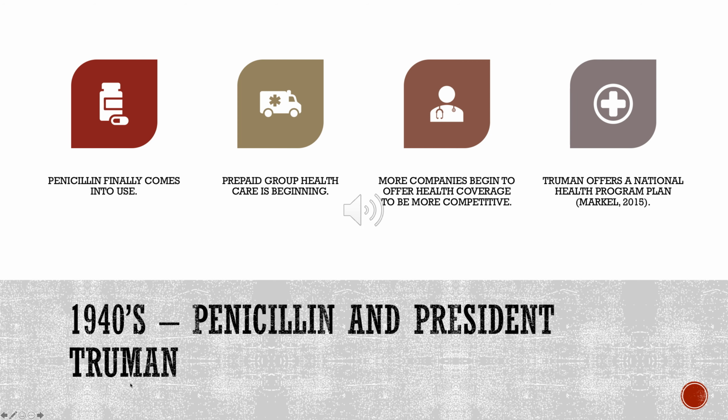So now we are in the 1940s. President Truman is coming into office. We finally see penicillin being used. They've discovered that it can be used as an antibiotic to kill bacteria, so it's used quite often. Prepaid group health care is beginning, so people are starting to pay for group coverage. More companies are beginning to offer health coverage to be more competitive, so it's becoming part of the package when you start a new job. If they have a better benefits package than another company, then they're more marketable and desirable. Truman offers a national health program plan.